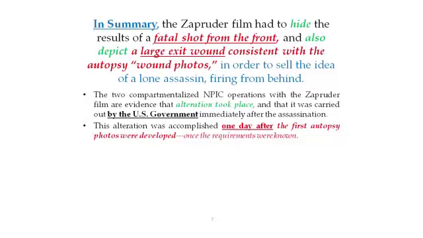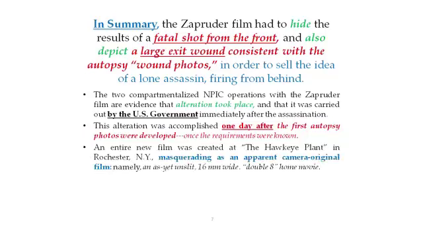Now, this alteration at Hawkeye Works occurred on Sunday. It occurred one day after the first autopsy photographs were developed. The first autopsy photos were developed on Saturday, November 23rd. So by that time, the size and scope of the head wound was known. The Zapruder film had to be made to match, roughly match, the so-called wound damage seen in the autopsy photographs. An entire new film was created at the Hawkeye plant in Rochester, masquerading as an apparent camera original film.